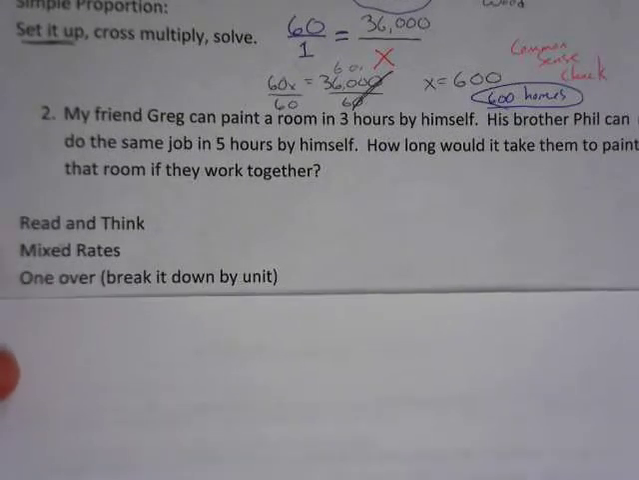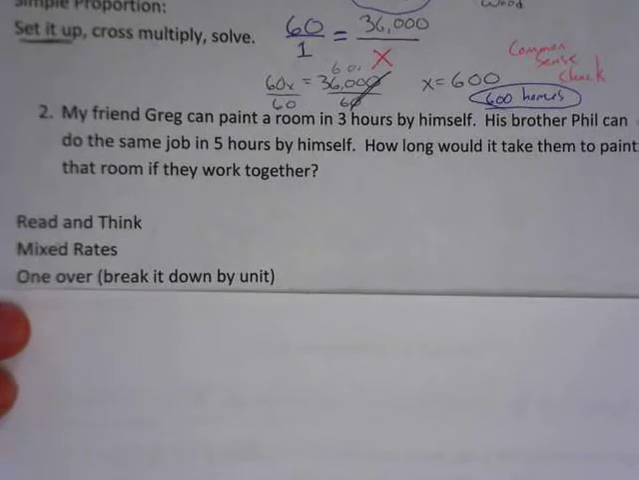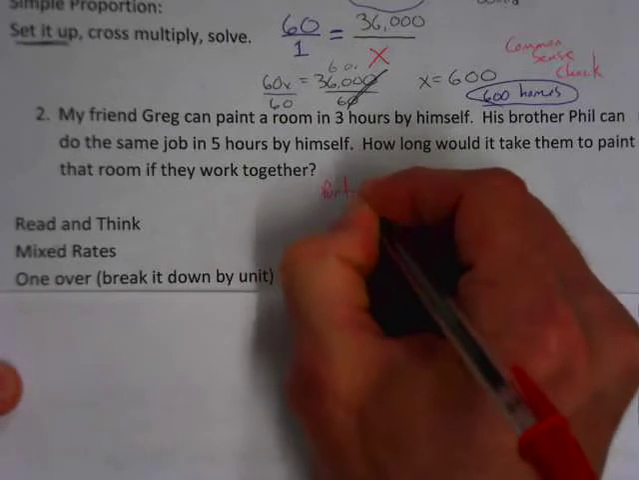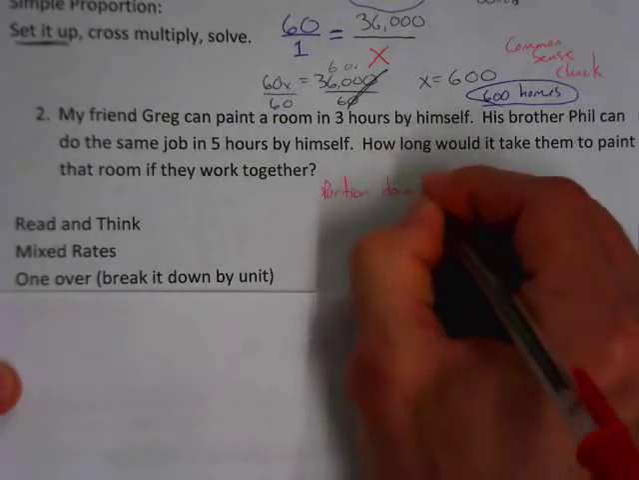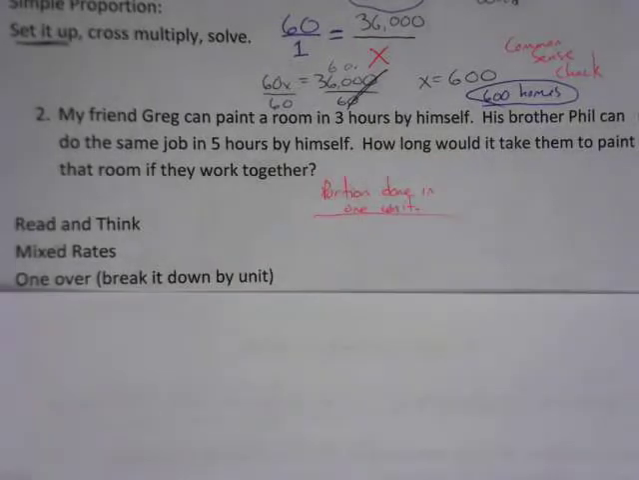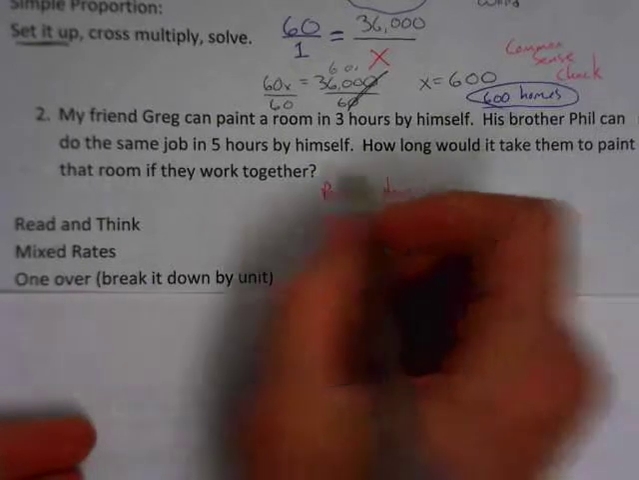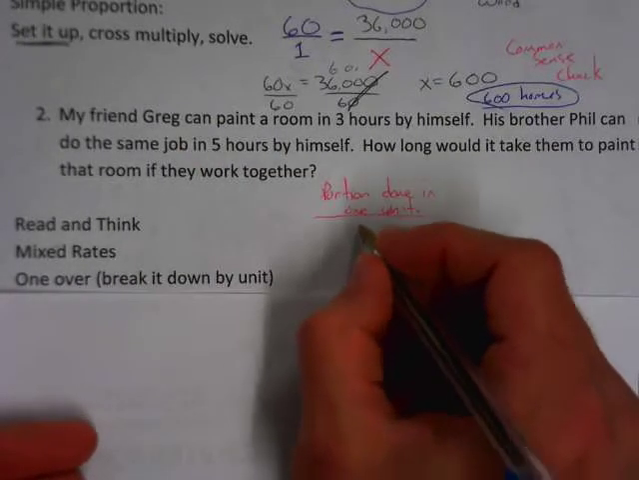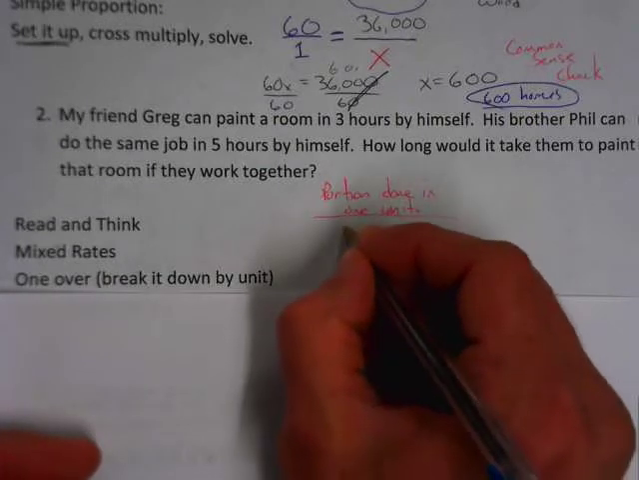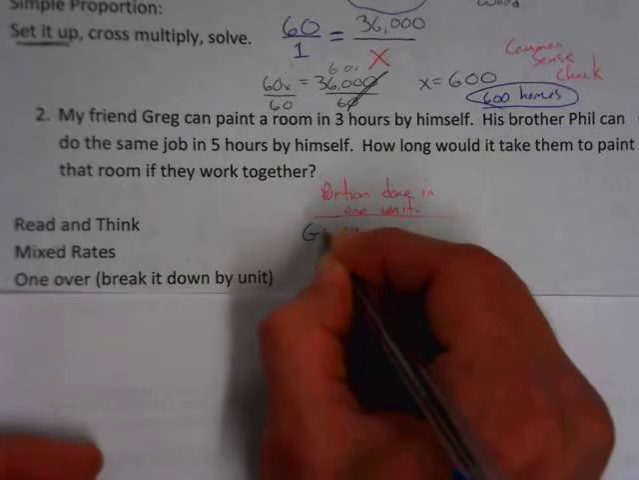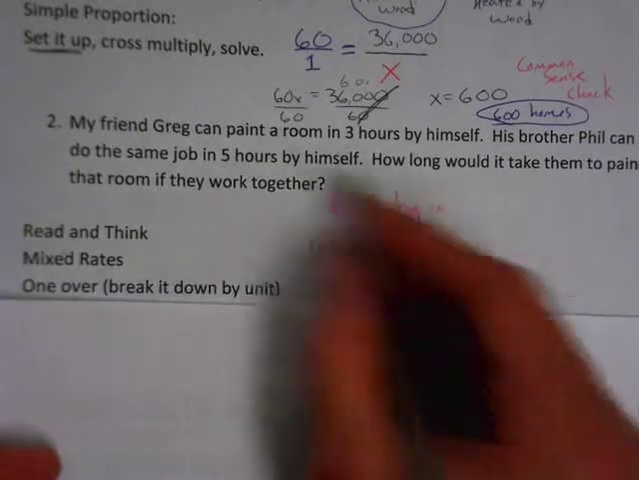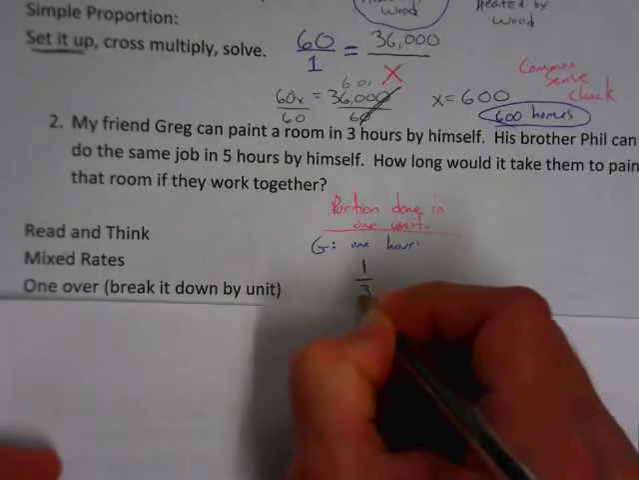We have to break it down by units, and I call it a little 1 over. It means the question is, what would be the portion of the job done in 1 unit? Okay, so the portion done in 1 unit is what we have to think. So if Greg can paint a room in 3 hours by himself, the question is, what portion of his job can be done in 1 hour? Okay, so we got to think, what portion of the job can Greg do in 1 hour? He can finish 1/3 of his job in 1 hour.